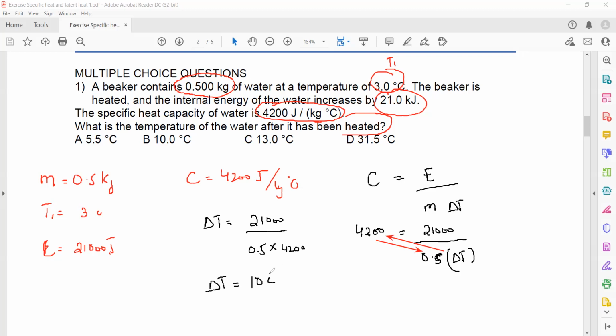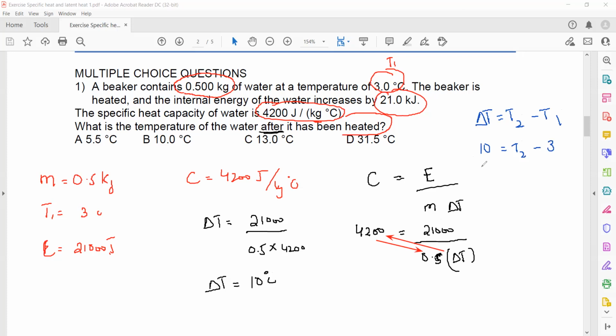So when we solve it, the change in the temperature, or the difference in the temperature, will come out as 10. But in the question they're asking what is the temperature of the water after it is heated. They're asking for the final temperature. So whenever an object is heated, the temperature change is the final minus the initial. So the temperature change is the final temperature minus the initial temperature. The temperature change we worked out was 10. The final temperature we don't know, and the initial or starting temperature was 3. So this is minus 3.